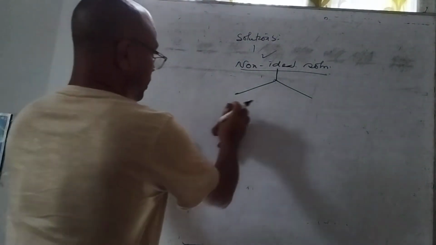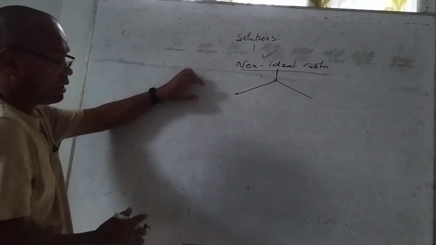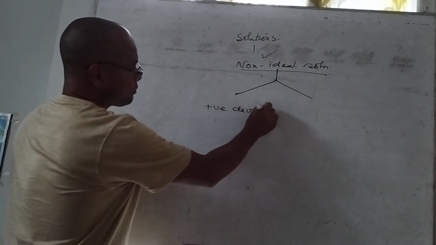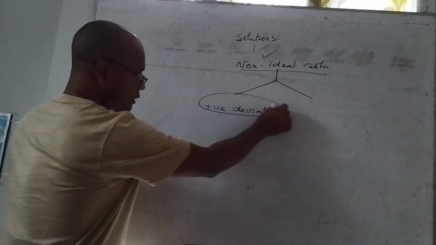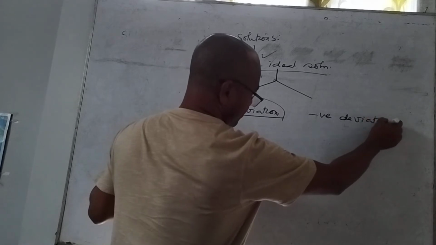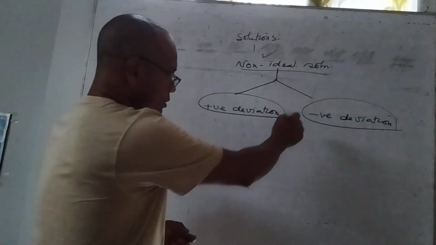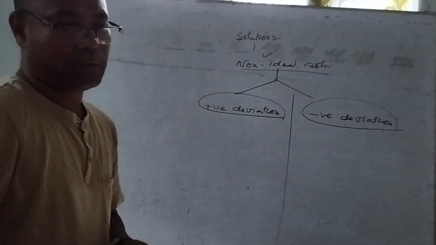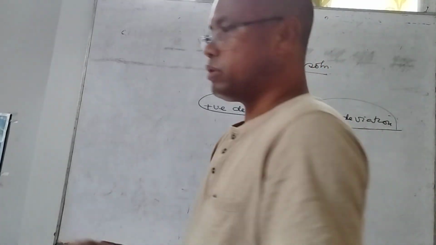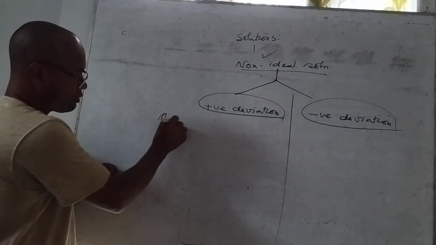I just put up here non-ideal solution. We can have one which is positive deviation, and another which is negative deviation. Very simple difference between the non-ideal solution showing positive deviation and negative deviation. So when we discuss a non-ideal solution, I will write the conditions.